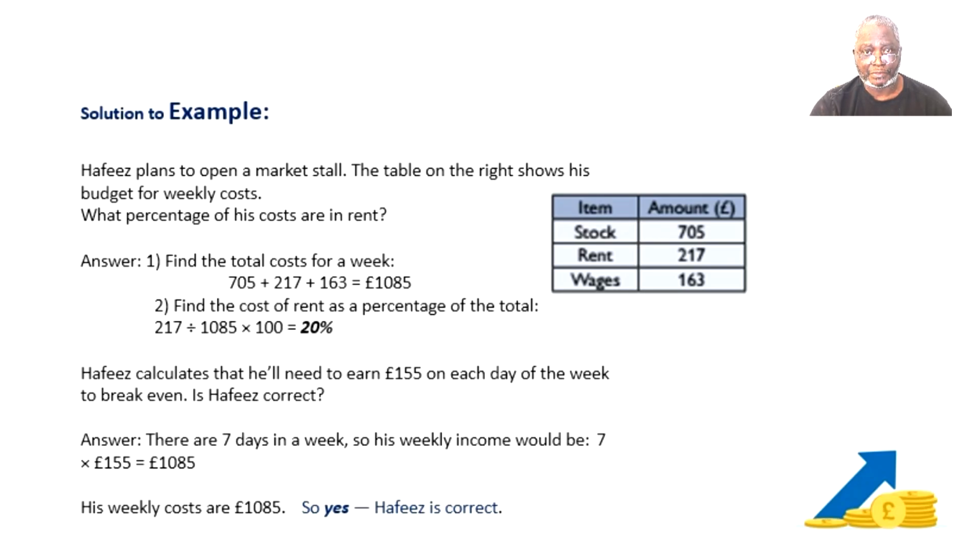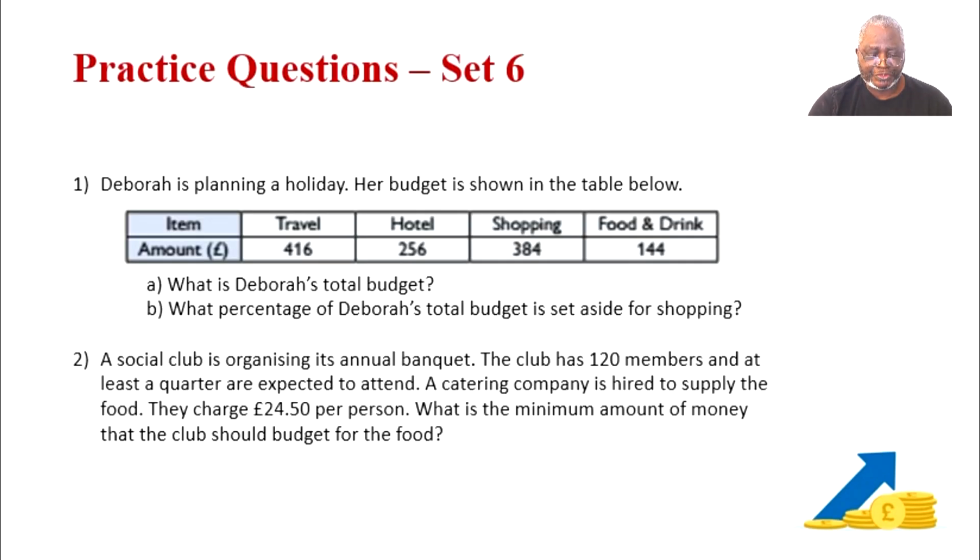He will break even. Let's look at practice question 6. Deborah is planning a holiday. Her budget is shown in the table below. So you have 4 items: travel, hotel, shopping, food and drinks. And the amounts for each of them is shown on the next row. What is Deborah's total budget? We have to add all of that. And what percentage of Deborah's total budget is set aside for shopping?